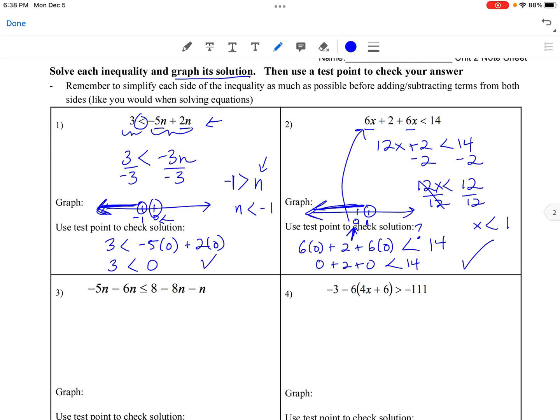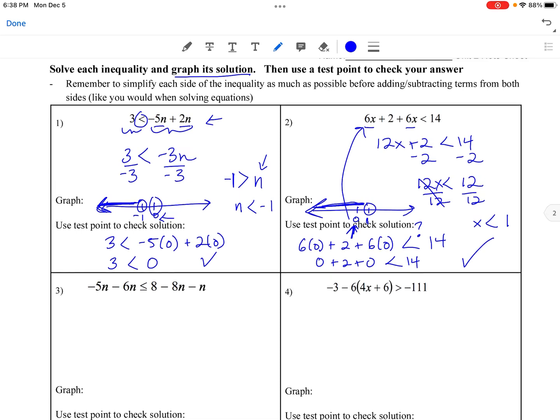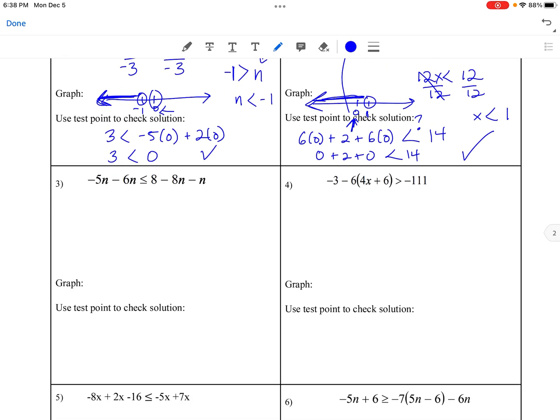Okay, so you are going to solve the other ones on your own. I'm going to do one more demonstrated and then you solve the other ones on your own for homework. Let's do number 4. Here we have to simplify both sides of the inequality before we move anything around. And by order of operations, we got to multiply before we do any adding or subtracting.